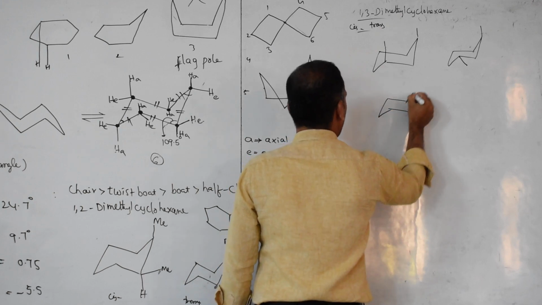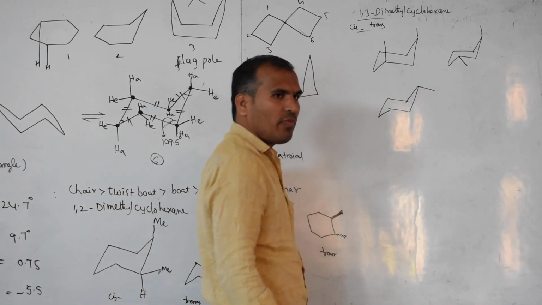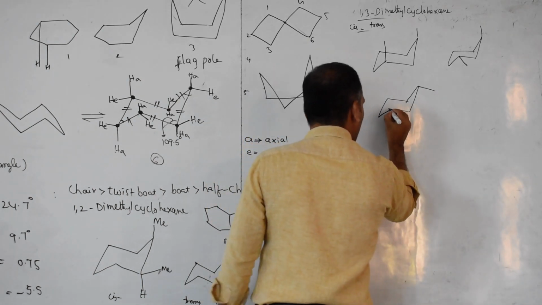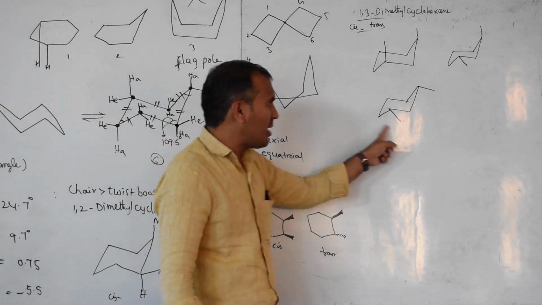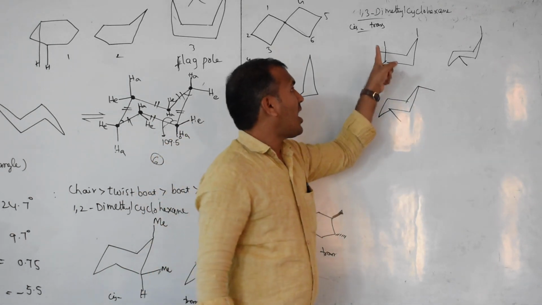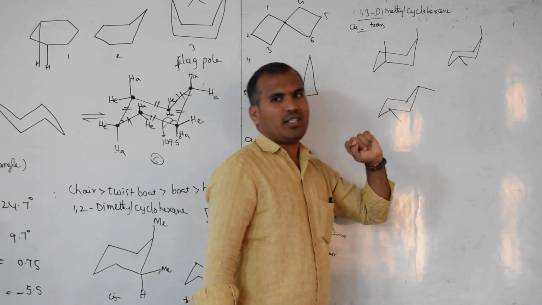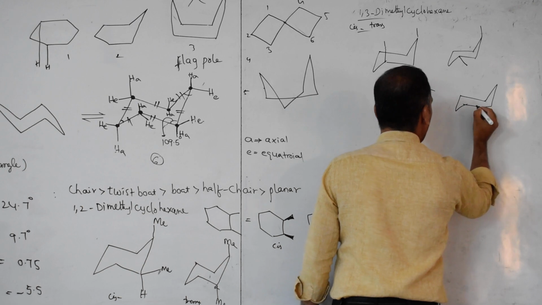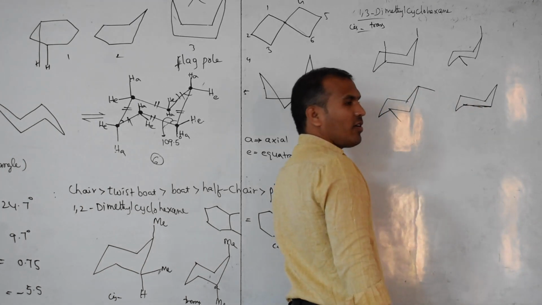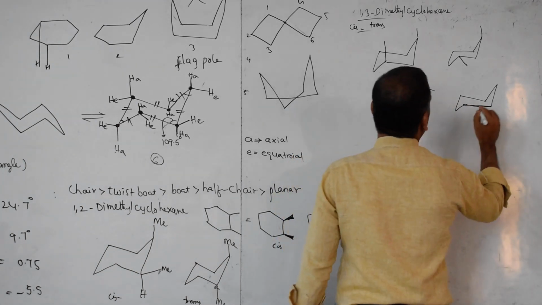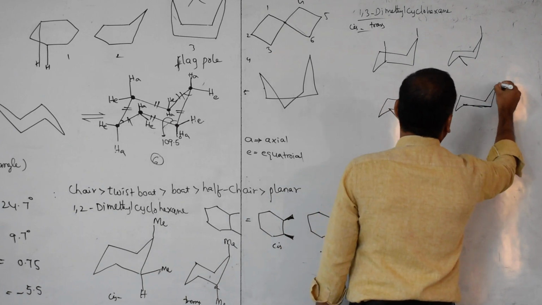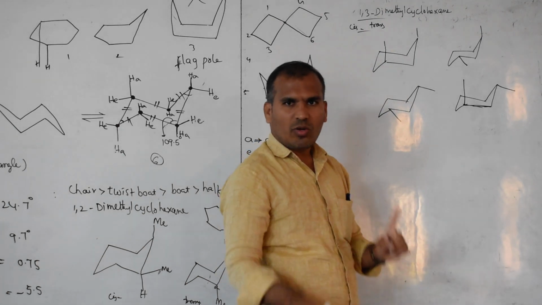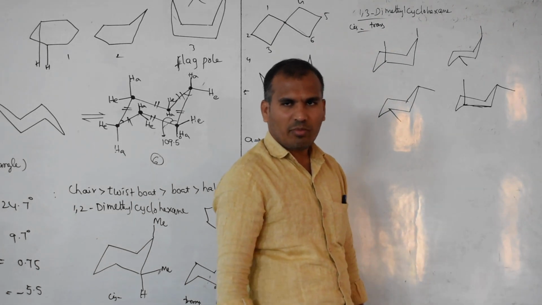Don't get confused. This is which form? Equatorial methyl group. Equatorial methyl. Then here equatorial. Both are same side or not? Here up is there. Here down is there. Cis form. Then here, can you draw this with equatorial? Trans form. This is equatorial. This is axial. What is that? One down, one up. So like this it will be represented.